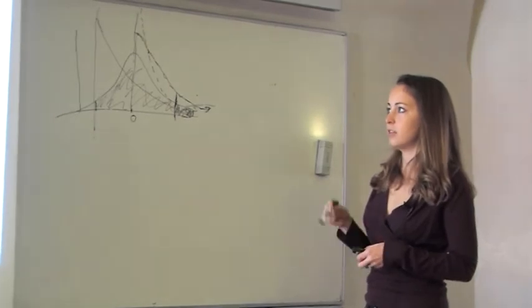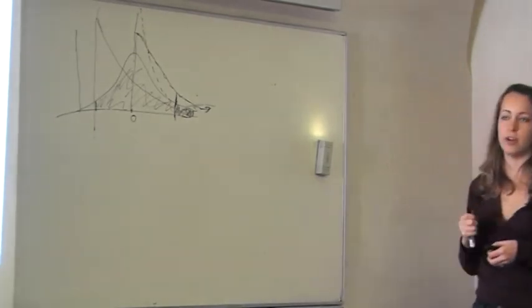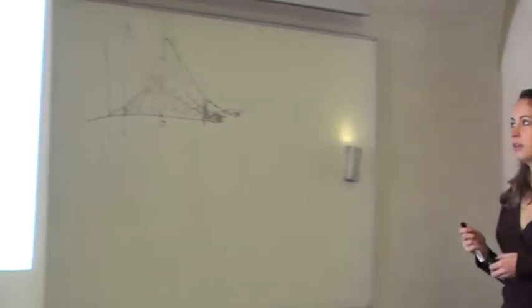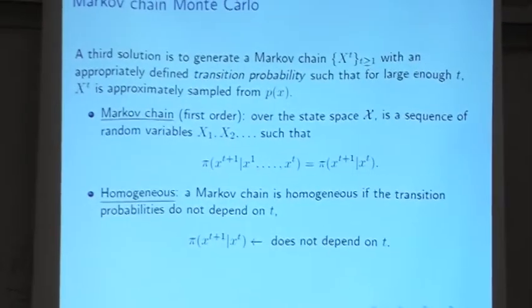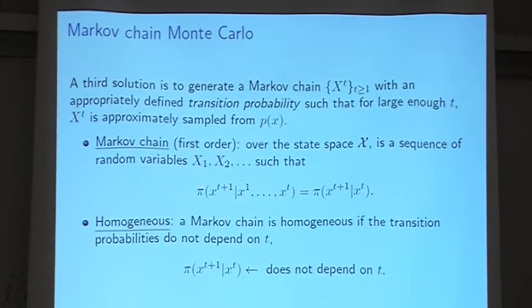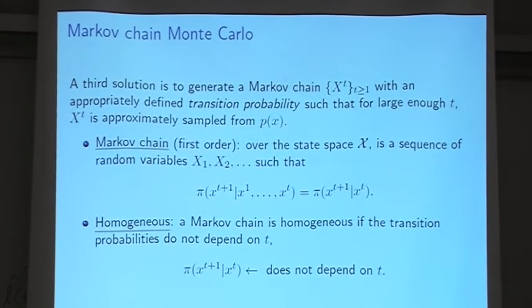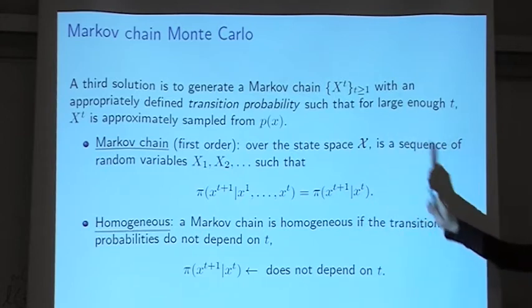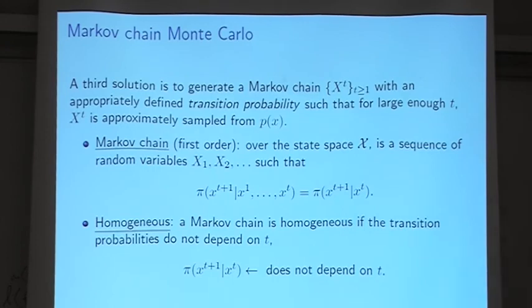So let's see a third solution. A third solution is to generate a Markov chain, xt, for t bigger than 1, with an appropriately defined transition probability, such that for large enough t, our Markov chain is approximately sampled from our target distribution, target density p of x.